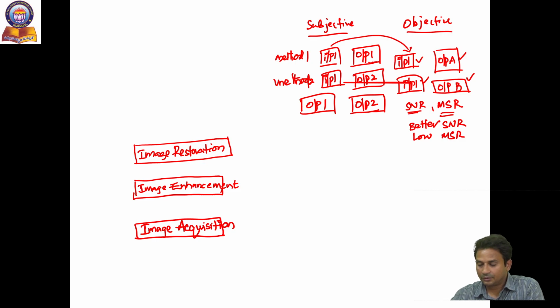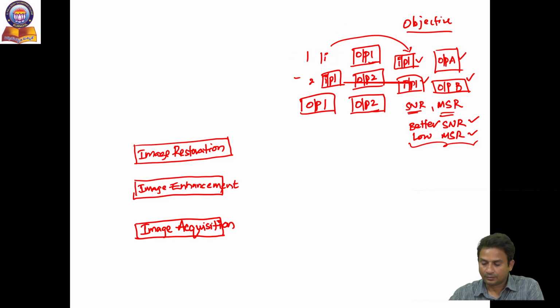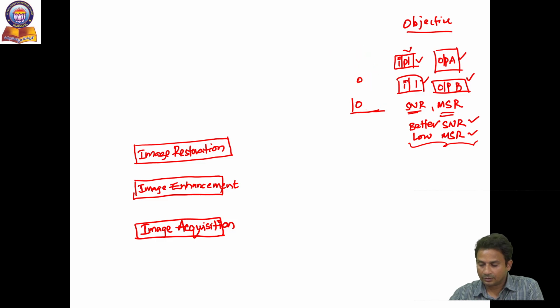So if method 1 got a high SNR and low MSE compared to method 2, then method 1 would be a good procedure to improve the appearance of the image. This is how objective evaluations are done. This is the fundamental difference between image enhancement, which is a subjective process, and image restoration, which is an objective process.